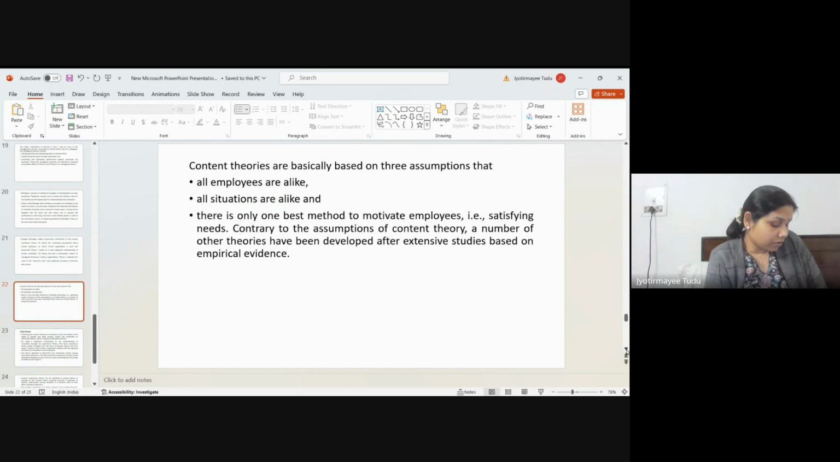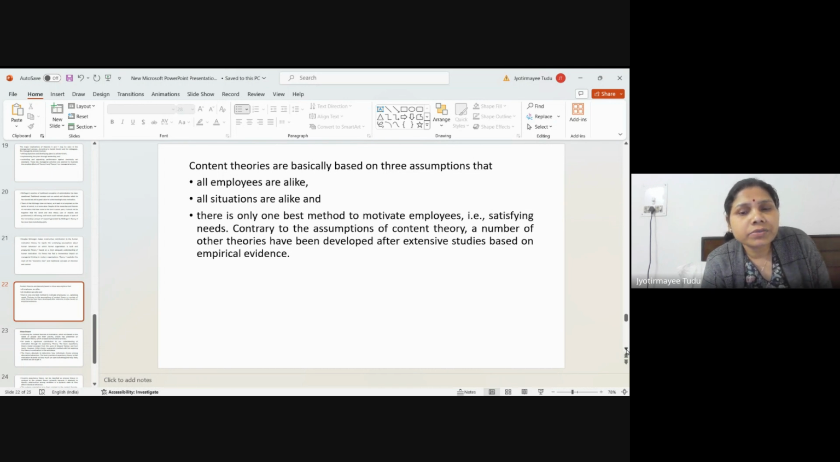Besides MacGregor's theory of X and Y, we also have another theory propounded by Victor Vroom, who developed the expectancy theory, and this expectancy theory has come up as an alternative to the content theories, where actually it is assumed that all employees are alike, so there is no difference among them, and all situations are alike, and there is only one best method to motivate employees, that is satisfying needs.